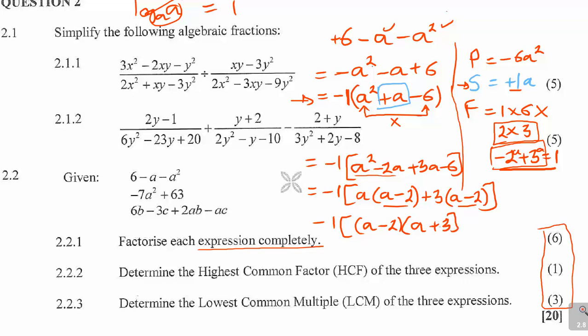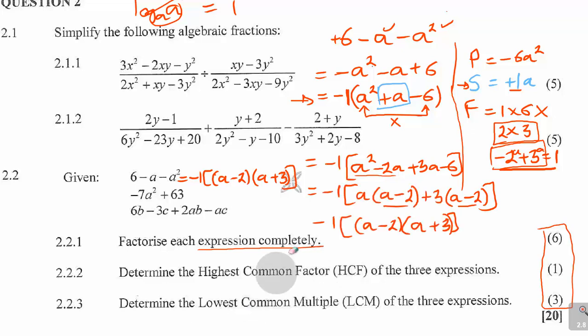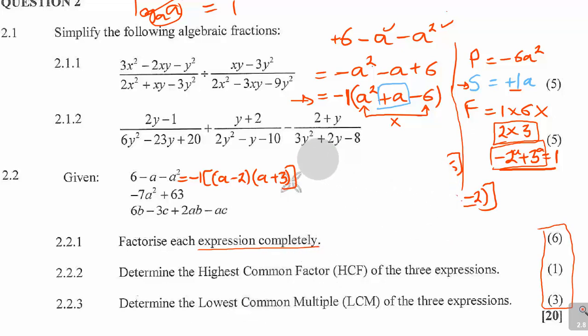Now writing the first bracket, which is a minus 2, and the other bracket is a plus 3. So that is the first part that we have to say when you're factorizing. This one becomes minus 1, a minus 2, and a plus 3. So that is the first one that we have.